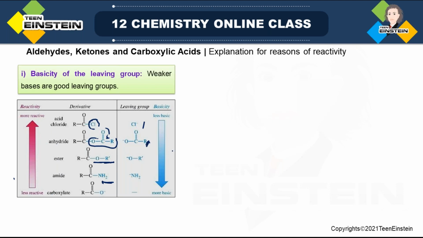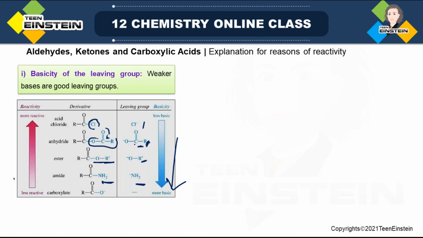Now if you consider their basicity, as you move from Cl minus to RCO2 minus to R prime O minus to NH2 minus, basicity is increasing. Fine. So see, amide is a very good base. Then R prime O minus, that is alkoxide, is a good base. Now gradually the basicity is not so high.